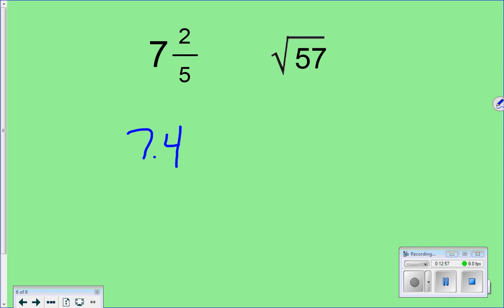What about radical 57, Maddie? Okay, so that's the way it's going to go. You have to show me. I'm just going to say it again. You have to show me what you're doing on your calculator if you do it.